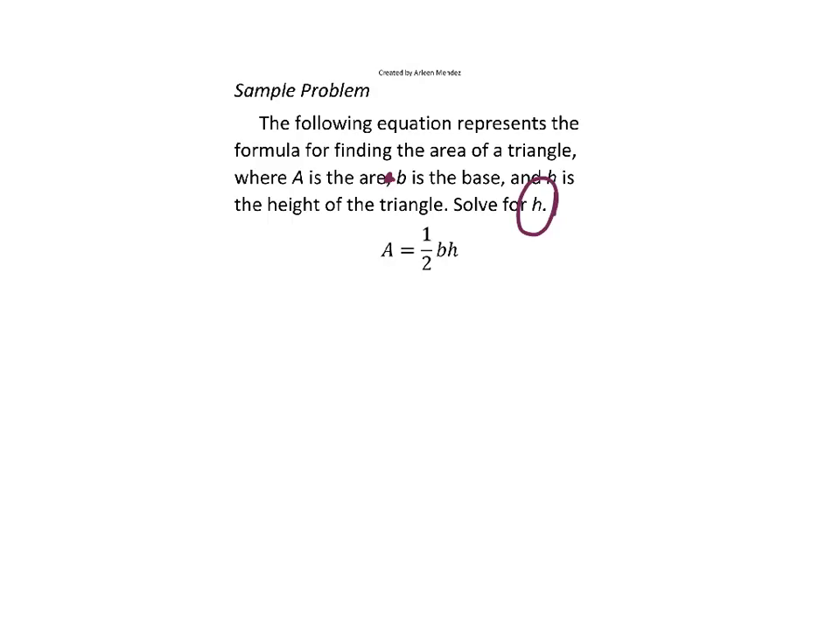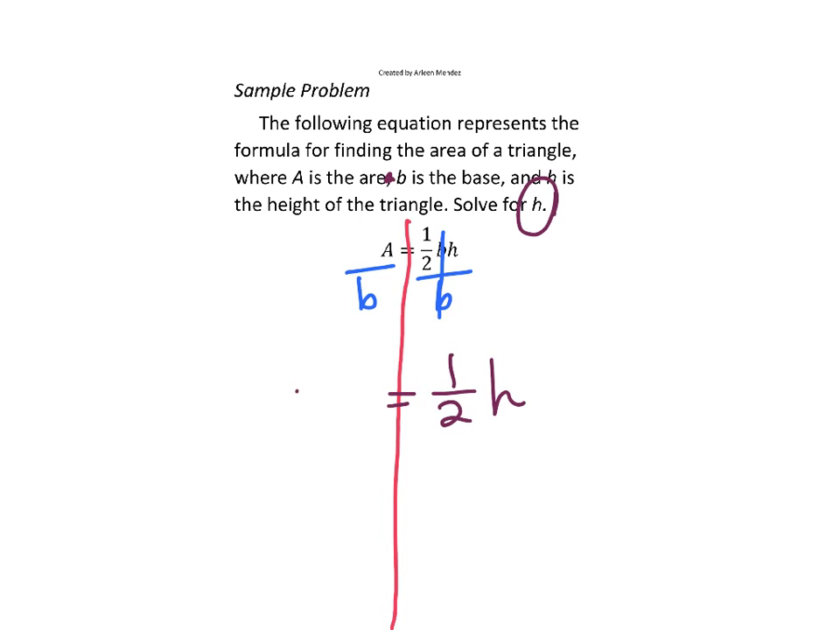We are going to draw a line straight down the middle like we have been to keep everything balanced. And we're going to cancel everything away from the H. In this case, you know our rule of thumb is to start with whatever's farthest away. That times 1/2 and that times B, they're both the same. So we can divide however we want. Let's start with dividing both sides by B. This is going to cancel out that times B, and we're going to be left with everything else. So here we have 1/2 times H, and on this side we have A divided by B.